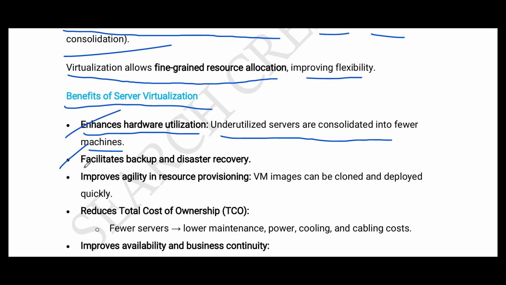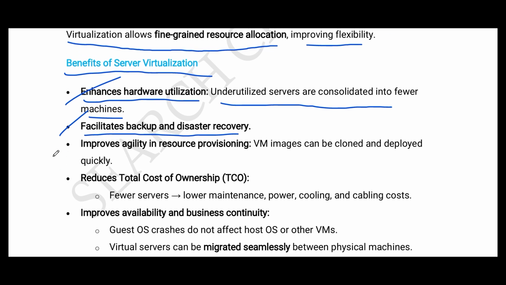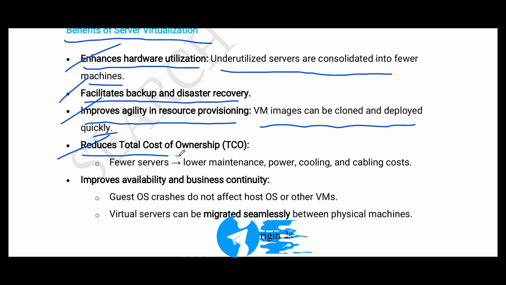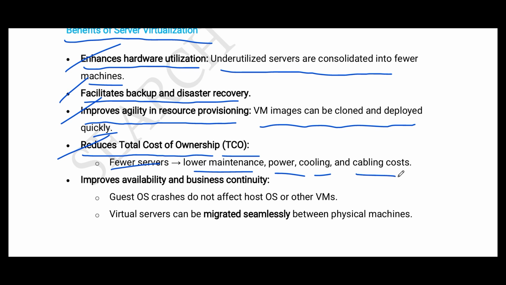Next is facilitates backup and disaster recovery. Next is improves agility in resource provisioning. VM images can be cloned and deployed quickly, and by this it improves agility in resource provisioning. Next is reduces total cost of ownership, which is TCO. We have seen this before also: fewer servers mean lower maintenance, lower power, and less cost in cooling and cabling.